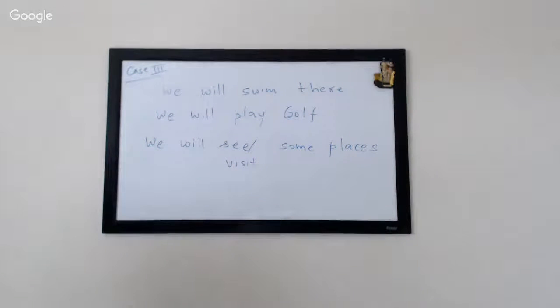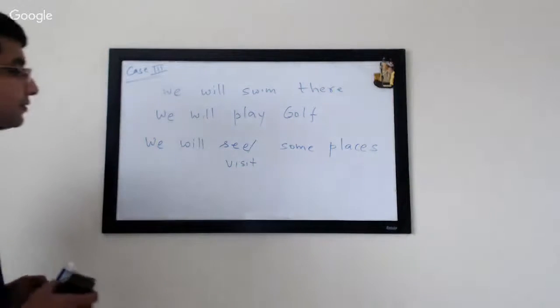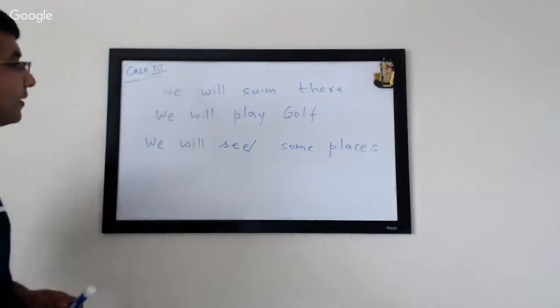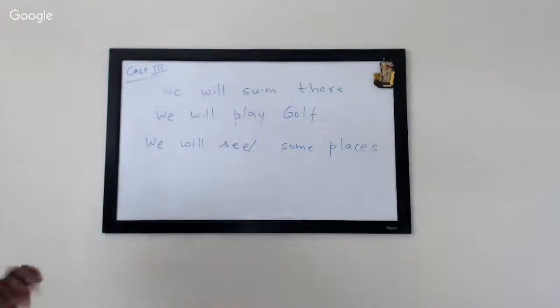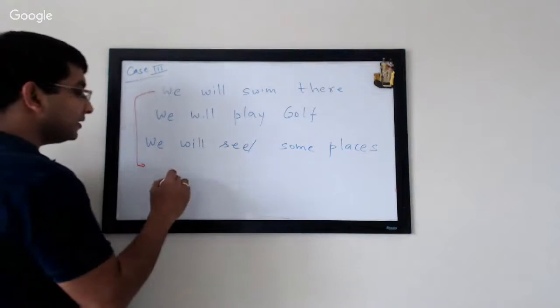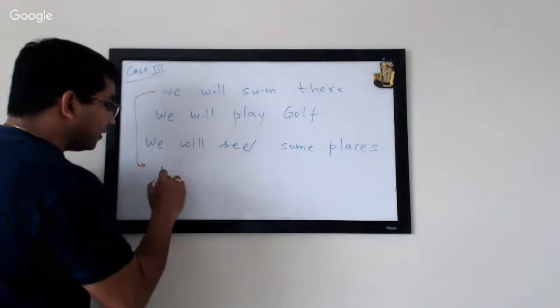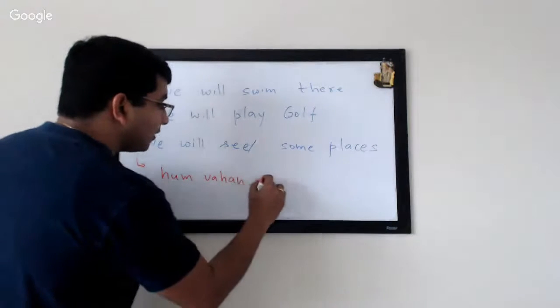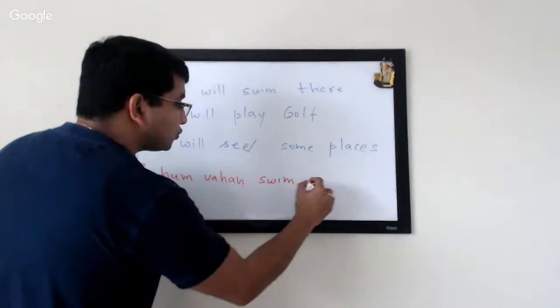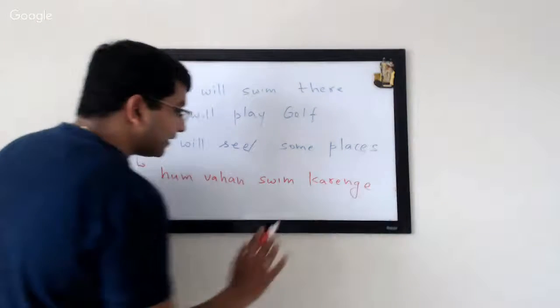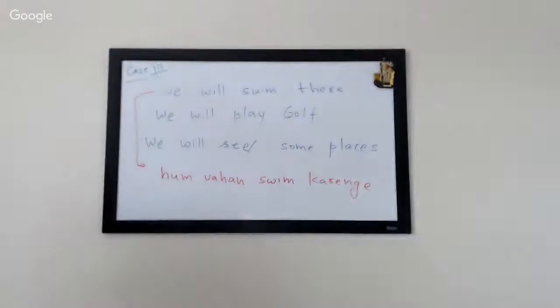Okay. So almost all of you got it right. The first one is we will swim there. If it is difficult for you to remember swim, you can say हम वहाँ swim करेंगे. That's the easiest one, if you are not able to recall the word for swimming.